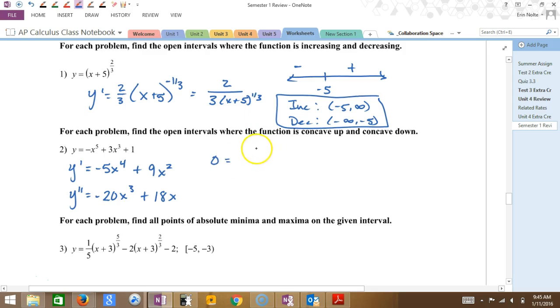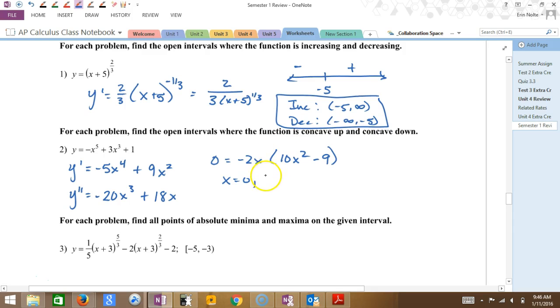Right. So I'm going to pull out the greatest common factor, -2x here. So that would make it 10x squared minus 9. So let's see, our crucial numbers are 0 and, let's see, the square root of 9/10.